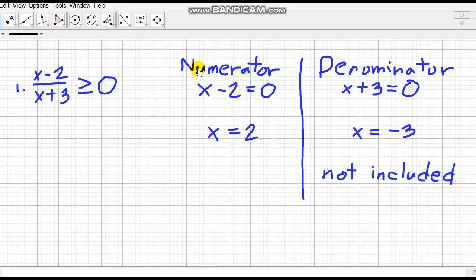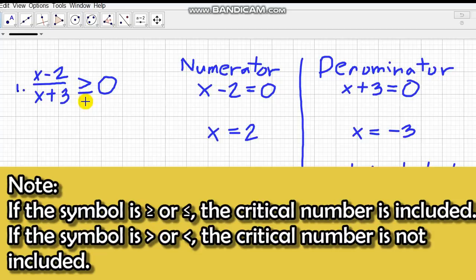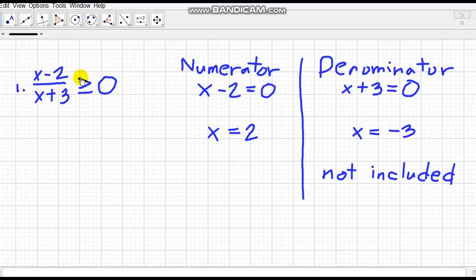Now for the numerator, there is a rule to determine whether the numerator's critical number is a solution or not. If the symbol is greater than or equal to or less than or equal to, it is included. However, if the symbol is greater than or less than, it is not included. In our example here, the symbol is greater than or equal to. Therefore, we include that in our solution. So this is included. Now please remember this, we're going to use this later on.